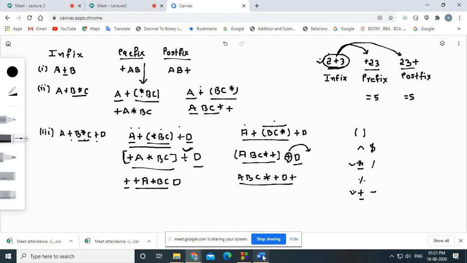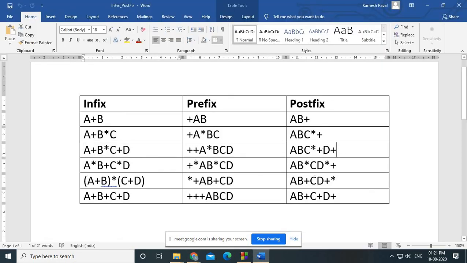Clear this one? See, the same, you can get it here, right? This is the postfix and this is the prefix. Okay, now suppose this expression is given to you, and an examiner has asked you to convert this expression into the prefix, or asks what is the postfix of this particular expression. So how will you do it?